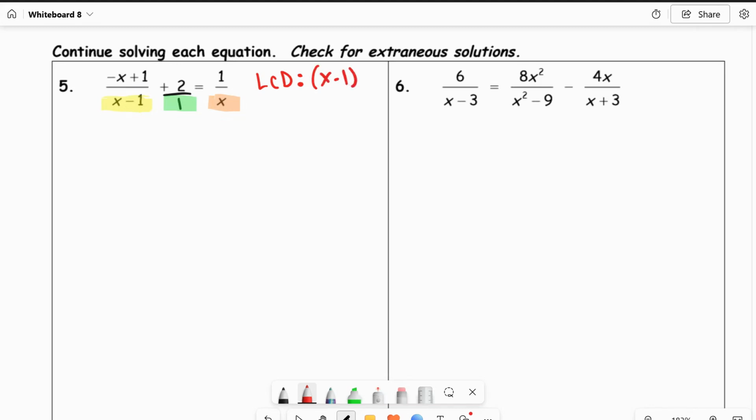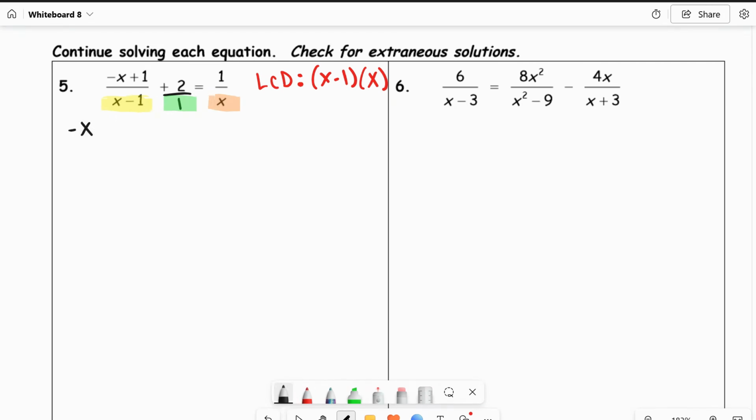And I'm going to need a 1, which I don't have to list. And I'll also need an x. So my LCD is going to be x minus 1 times x, or x times x minus 1. That's probably how we'll format things. So now let's go through and create our common denominators.